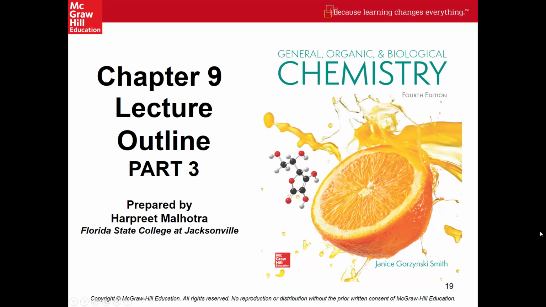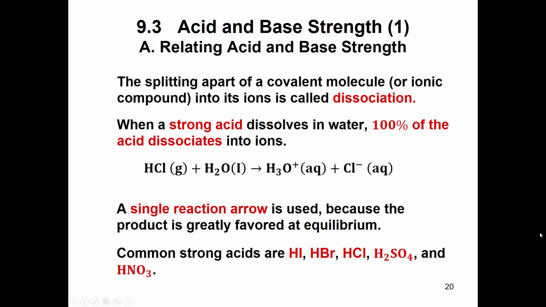So I have mentioned previously how strong an acid or a weak acid is. And so we need to be able to figure out what we mean by that. Basically, a strong acid is something that when you put it in water, it's going to turn into 100% ions. When you split apart a covalent molecule or an ionic compound into ions, you call that dissociation.